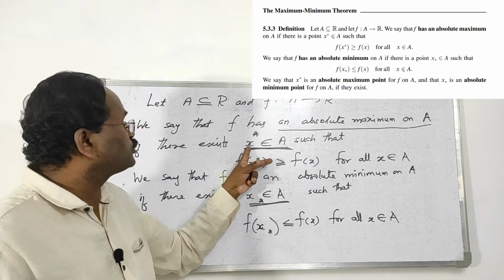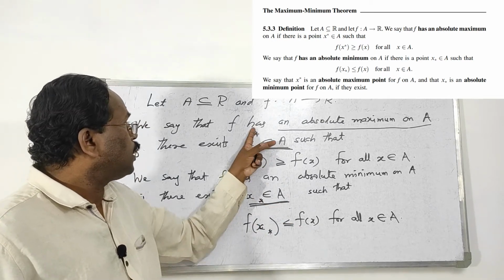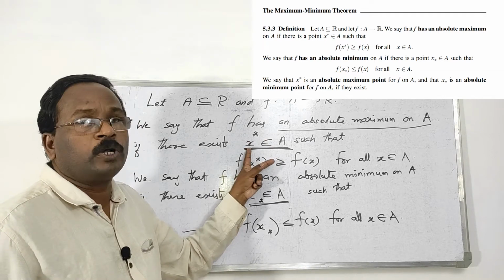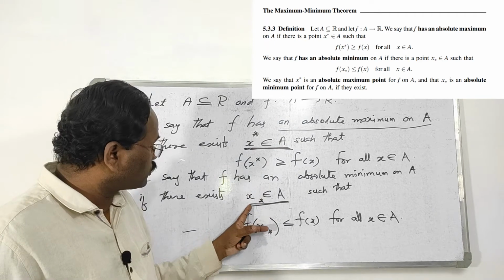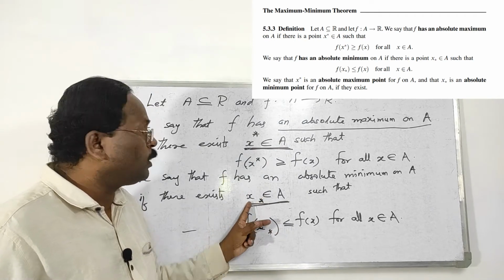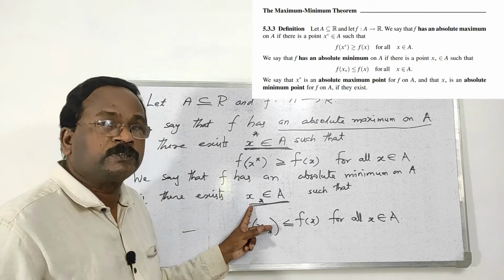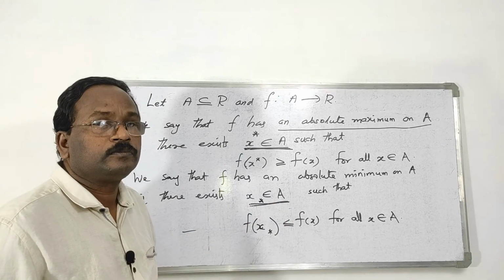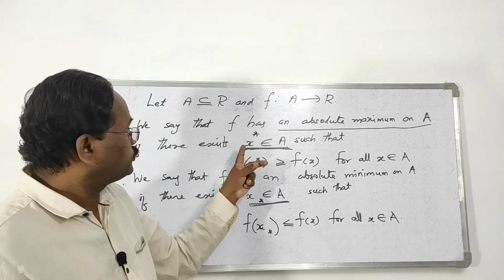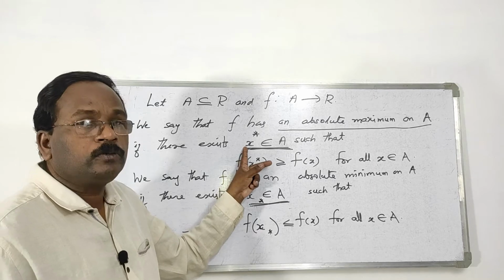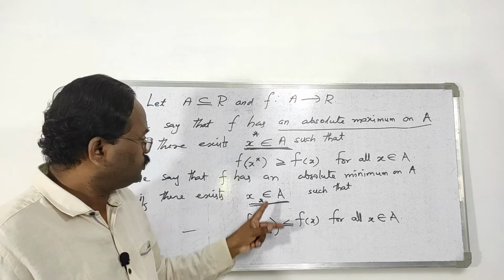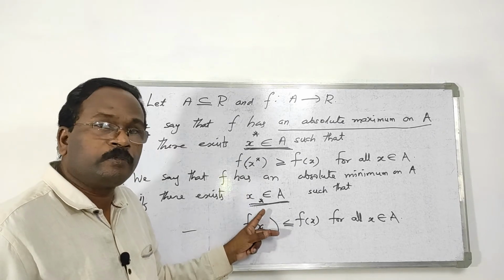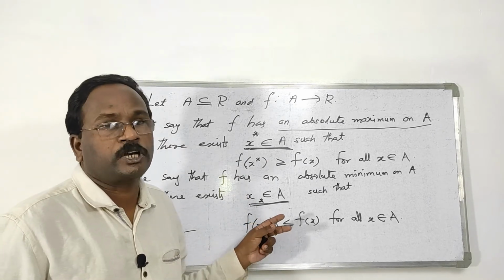The point x star is called an absolute maximum point for the function f on A, and this x star is called an absolute minimum point for the function f on A. This x star is the absolute maximum point, and this is called the absolute minimum point for the function f on A.